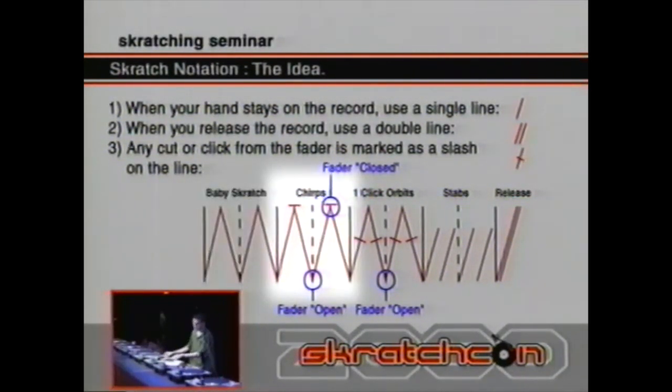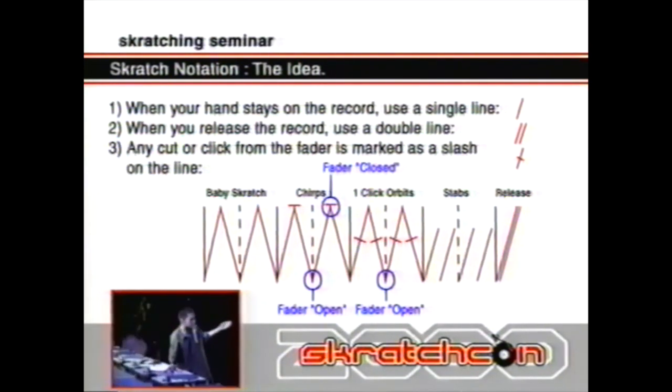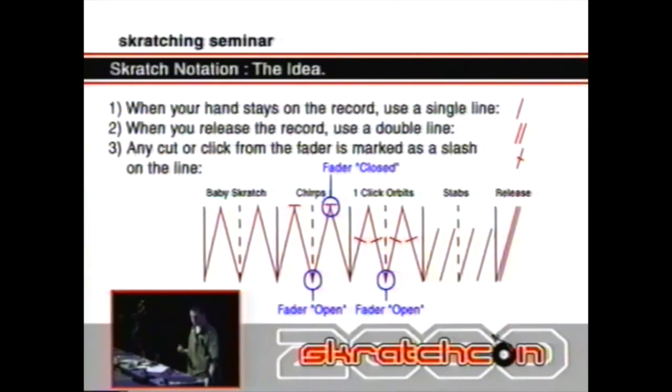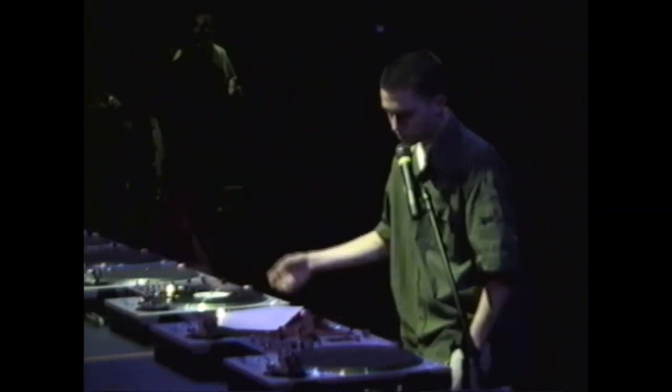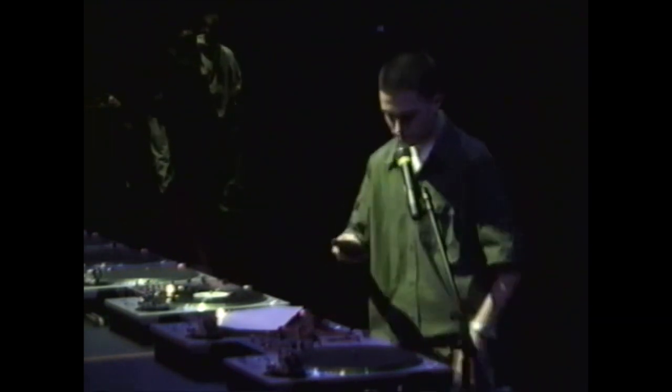So the little example that I have there is a baby scratch like this. Then I drew some chirps. The notation allows us to see when a scratch is started with the fader open or the fader closed. The chirp is started with the fader open, so obviously you don't see any slashes on the line in the drawing of the chirp. Same thing for a one-click flare, which is started with the fader open. It's a real easy way, I think, to understand scratches. Let's say someone's trying to explain a scratch to you. If he draws it in front of you, and you see where the fader is, what you do with the record, and where everything fits together, it's just one way that I thought would be good to visualize scratches.